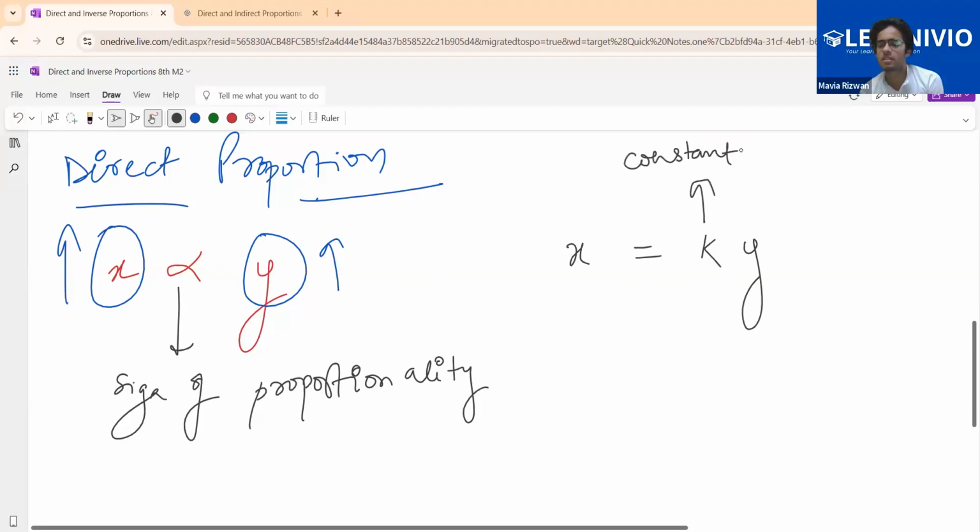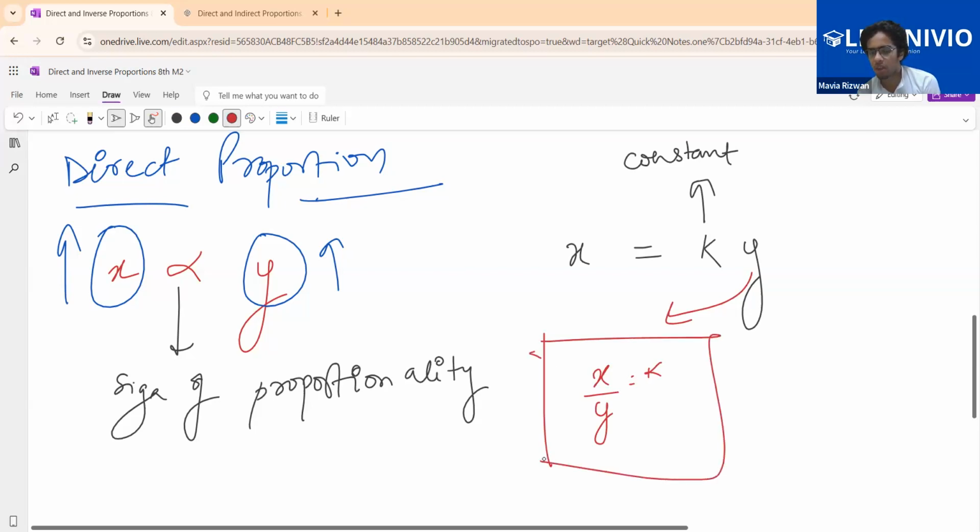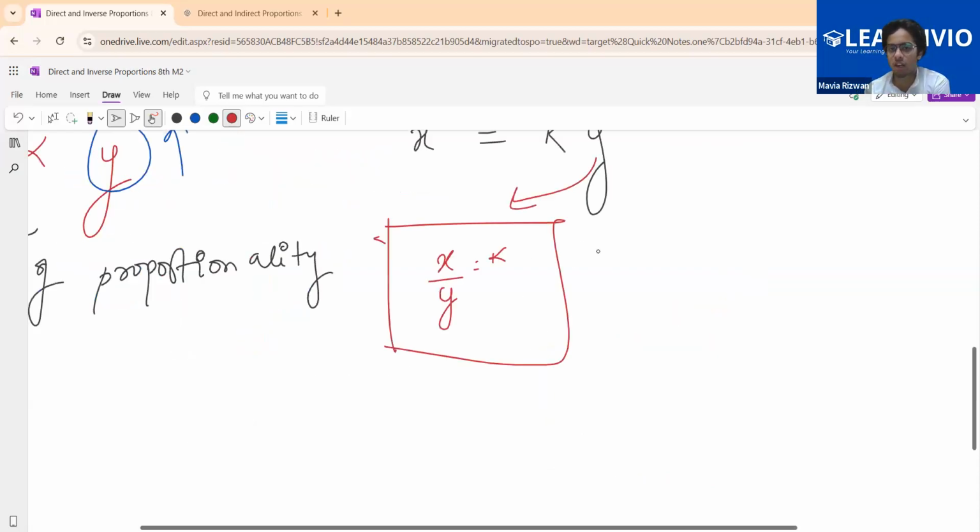Constant means any number. So it can be 2, 3. It keeps changing for different questions. How do we know that? See, guys, if I take this y down, I will get x by y equal to k. This k is a constant. This means that the ratio of x by y is going to remain a constant. This means that x by y is a constant.